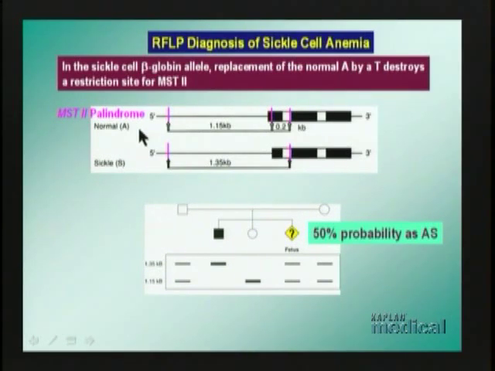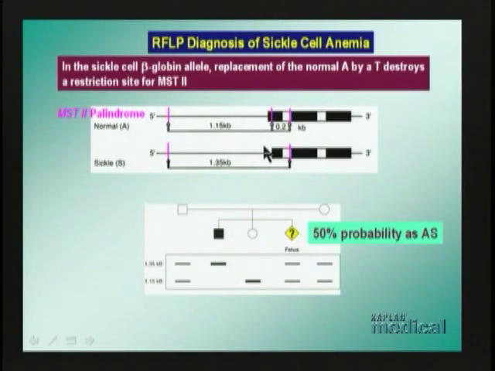Notice the fragment sizes that are being generated with a normal allele for beta globin versus a sickle allele for beta globin. Because there's palindromes here, here, and here, in the normal beta globin, there will be a fragment size of 1.15 kb in size, right there. There's another fragment being generated of 0.2 kb in size. Now, in the sickle allele, this palindrome got destroyed. What is now the size of the fragment? The fragment now is 1.15 plus 0.2, which is 1.35 kb in size, because this palindrome never got cleaved by MST2.